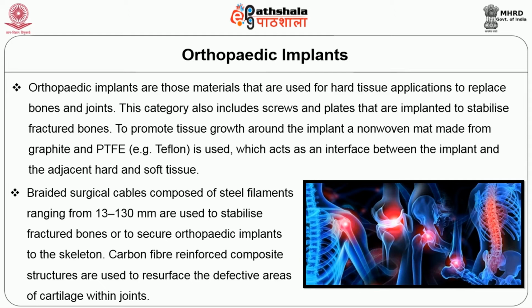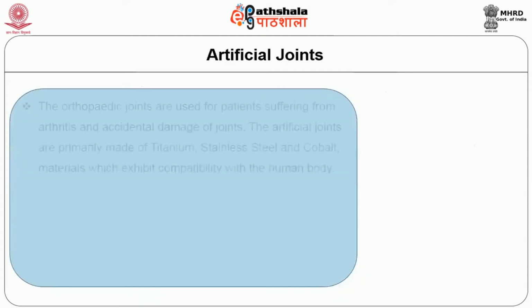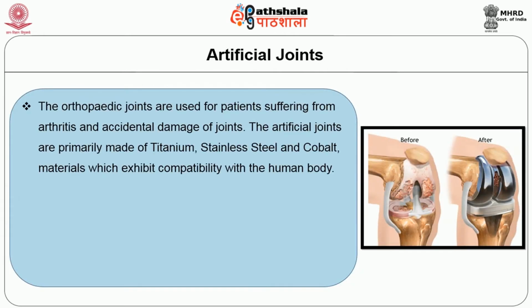Braided circular cable composed of steel filament ranging from 13 to 130 mm is used to stabilize fractured bones or to secure orthopedic implants to the skeleton. Carbon fiber reinforced composite structures are used to resurface the defective areas and cartilage within the joints. Next, we shall see about artificial joints.